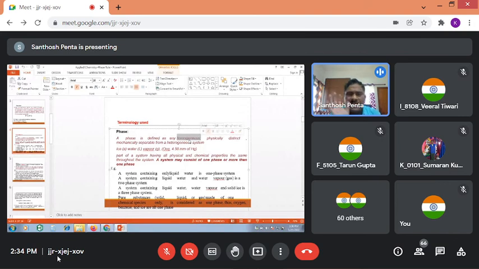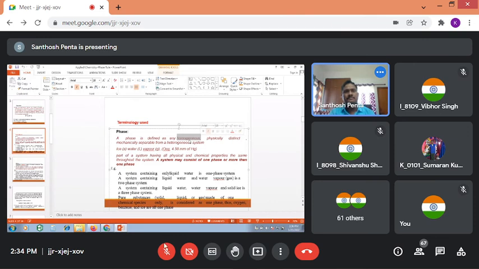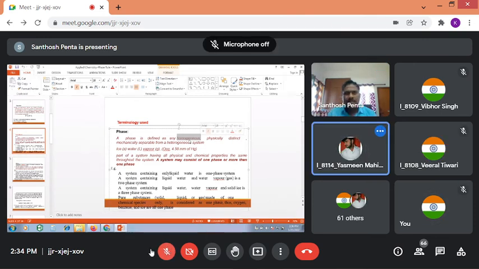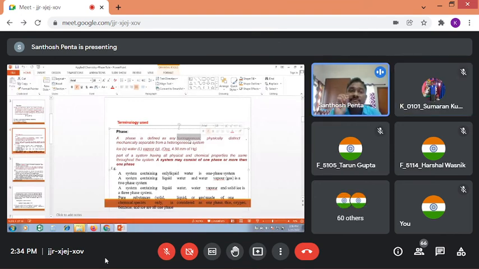Did you understand or not? What is the definition of phase? What is physically distinct? What is mechanically separable from a heterogeneous system? Have you understood these terms or not? Okay, very good. Now we have to give the phases.